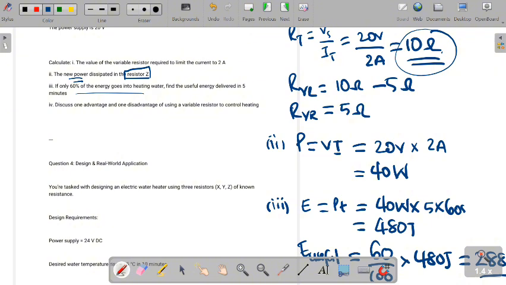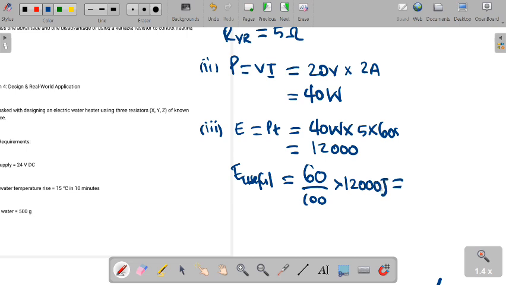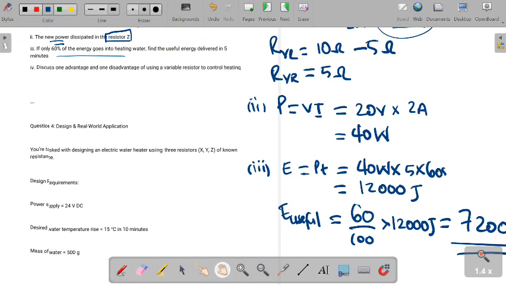Let me confirm. 40 times 5 times 60. Oh yeah, there was a mistake. Sorry about that. This doesn't make sense at all. So let me remove a couple of things. I'll remove this and that, and then I'll also remove this part, because the answer here is actually 12,000. So that means it will be 60% of 12,000 joules. So that gives us 0.6 times 12,000, that's 7,200 joules. This now makes sense. So that's about it. That's how you do this, and that's how you find the answer.